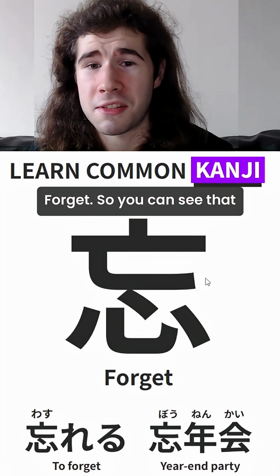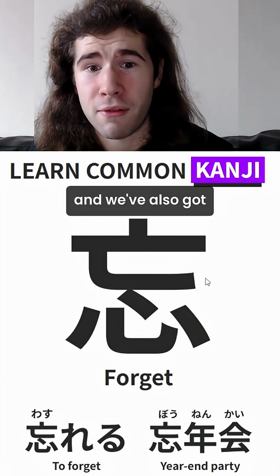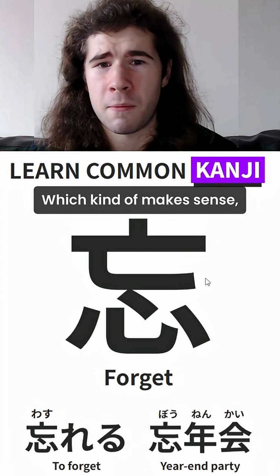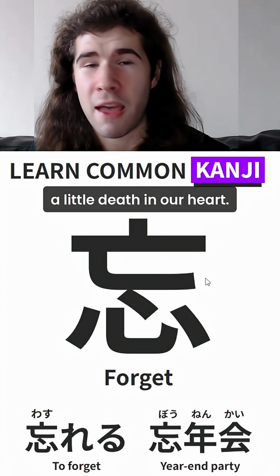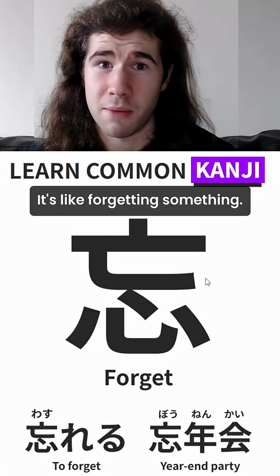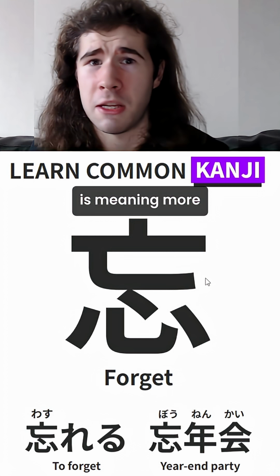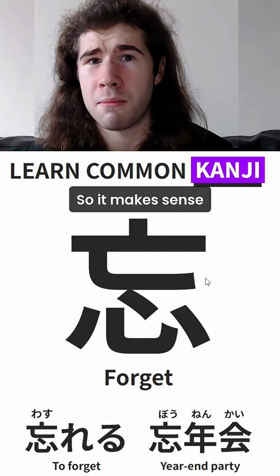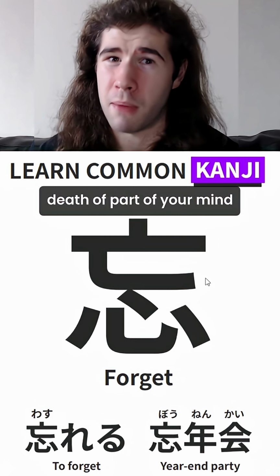Forget. So you can see that we've got the radical for deaf, and we also got the radical for heart here. And when we put that together, we get forget, which kind of makes sense because it's almost like a little deaf in our heart is like forgetting something. And especially since this heart here is meaning more like spiritual feeling heart and almost means mind as well. So it makes sense that it's almost like deaf of part of your mind is like forgetting.